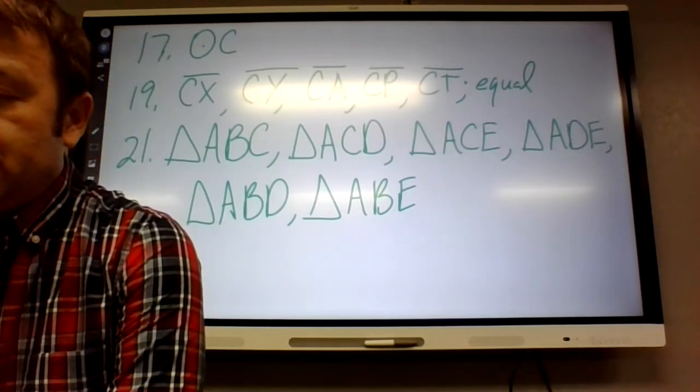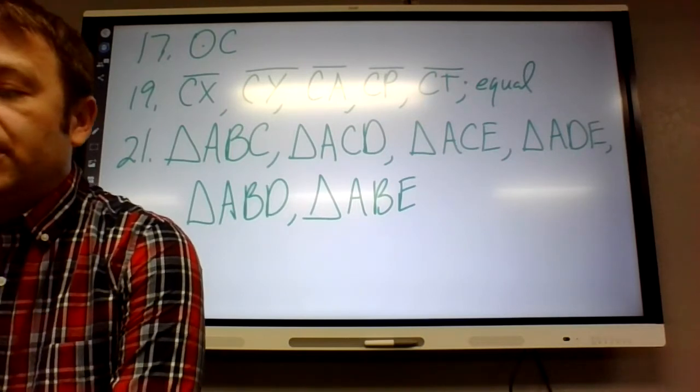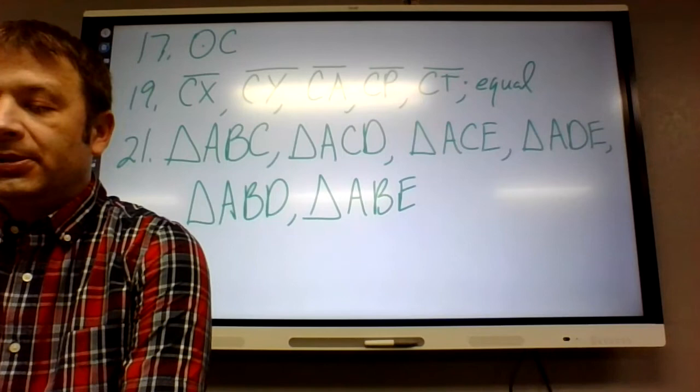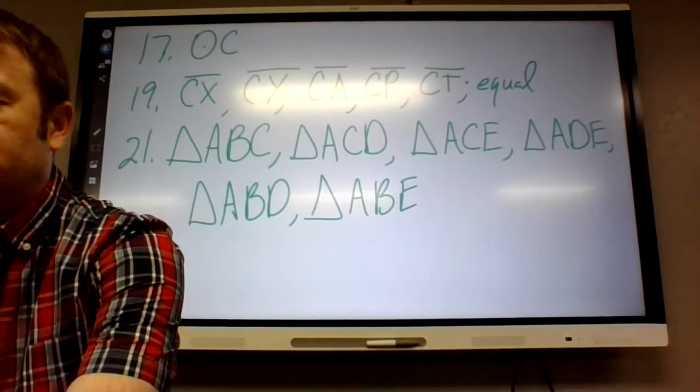Number 36, we're jumping down there, says find the perimeter of each polygon. So how did we do that earlier when we talked about it? Add them all together. That's it.